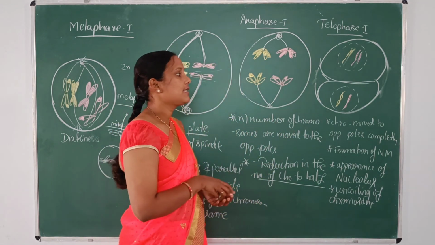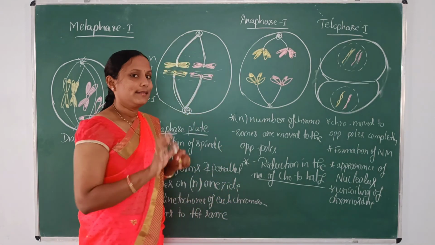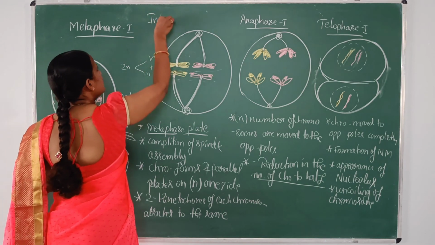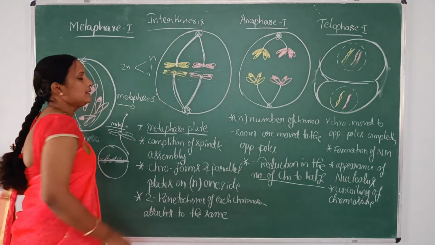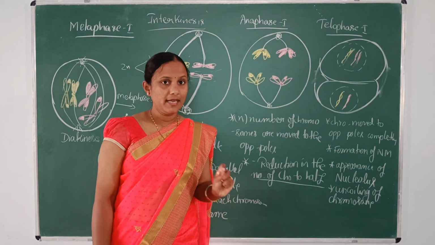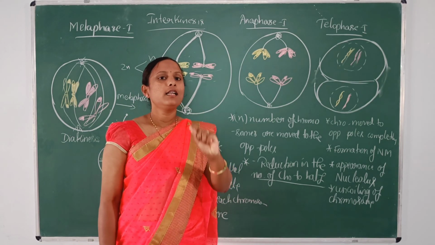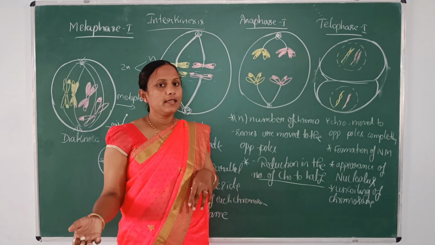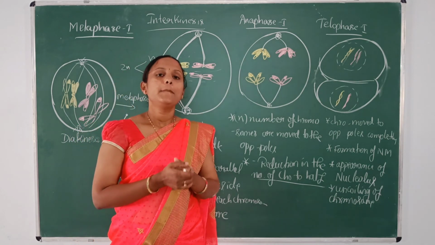After cytokinesis, the cell will spend some time in rest, and that resting phase is called interkinesis. We refer to it as interkinesis because there is no replication of DNA taking place. DNA replication will not take place, but the cell will rest for some time and immediately enter into the second step of division, that is the meiosis 2.